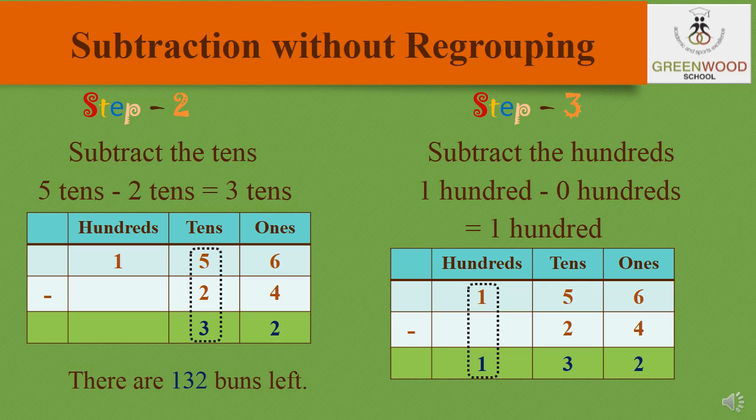Now step 3. Subtract the hundreds. Now in the hundreds place we have only 1 and down we don't have any number, so simply copy 1 as it is. So how many buns are left? Out of 156 minus 24 we now have only 132 buns left.